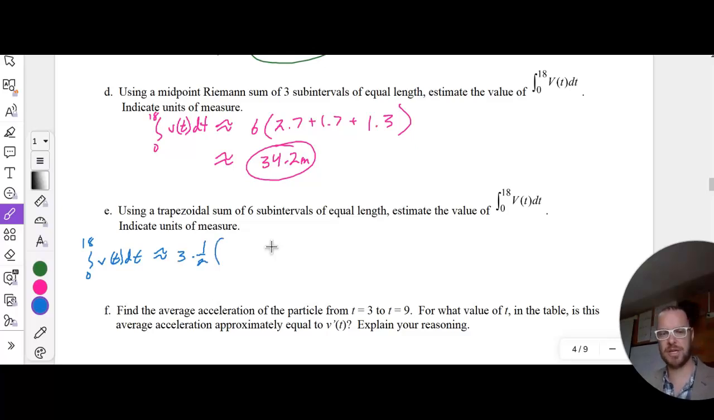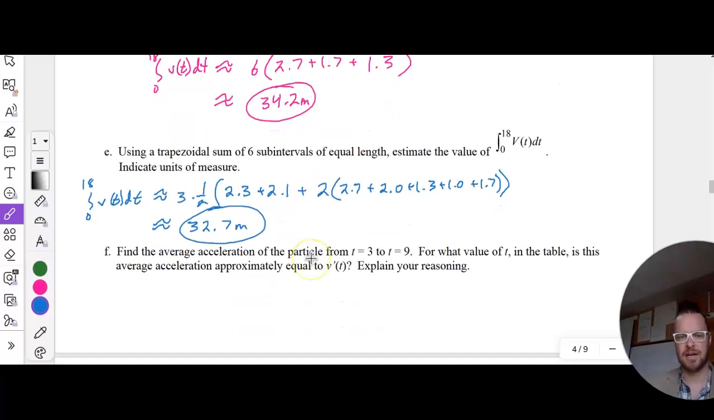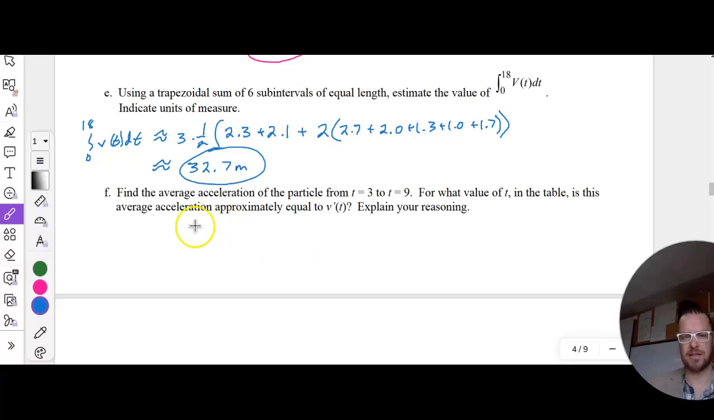Now, I like to use a simplified formula here, so that means that we're going to use the first and last one, and then 2 times all the terms in the middle, which was 2.7 plus 2.0 plus 1.3 plus 1.0 plus 1.7, because these ones are all going to be included twice because they are the left and right hand side of all of the trapezoids in the middle there. Then I'm going to put that into my calculator and see that I got 32.7 meters. Now we can make a pretty good estimate that that's probably a more accurate version of it. We could always take the integral and find out exactly and see.